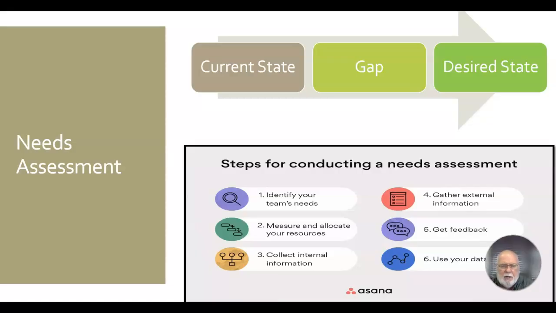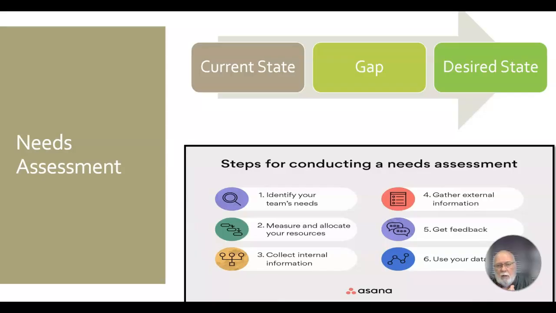Asana is a company, and I just found this by a Google search. I'm not endorsing the company, but they've talked about the steps. Number one is identify your team's needs, so we're getting back to that gap analysis a little bit. Now, to me, that should actually be kind of the end of the step, because we really need to do number three, collect internal information. Kind of helps us define what our current state is and where our desired state is.